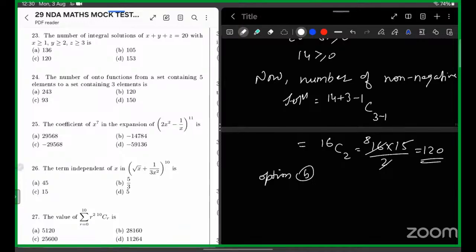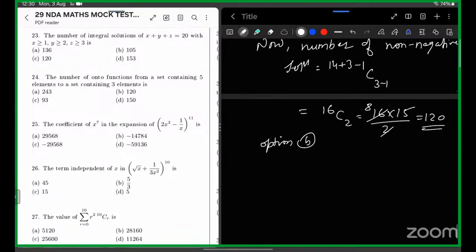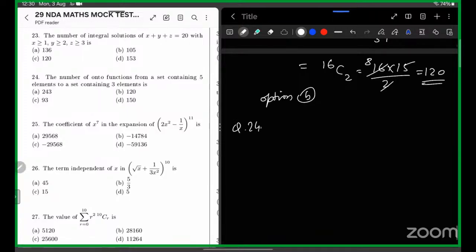Next, number 24. The number of onto functions from a set containing 5 elements to a set containing 3 elements is what? Number of onto functions from a set containing 5 elements to a set containing 3 elements will be how much? कितने फंक्शंस हम इनके बीच में बता सकते हैं onto function? ये हमारा क्वेश्चन है.